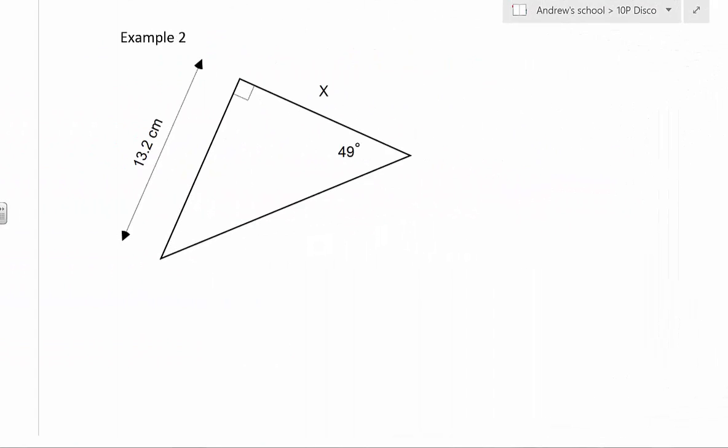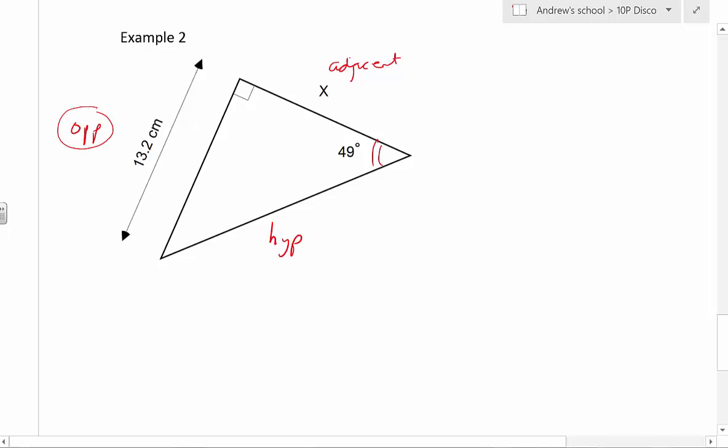So now in the second example, relative to the 49 degrees, the side opposite the right angle is the hypotenuse. The side attached to the marked angle 49 degrees is the adjacent, which is the x, and the side not attached is the opposite. So here we have information about the opposite and we want information about the adjacent. So again, thinking of SOHCAHTOA, the ratio which involves the opposite and the adjacent is tan.